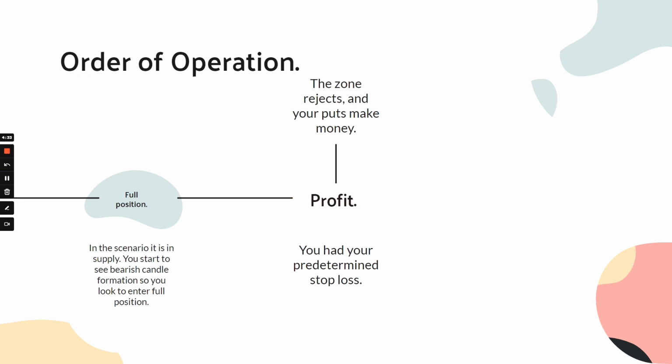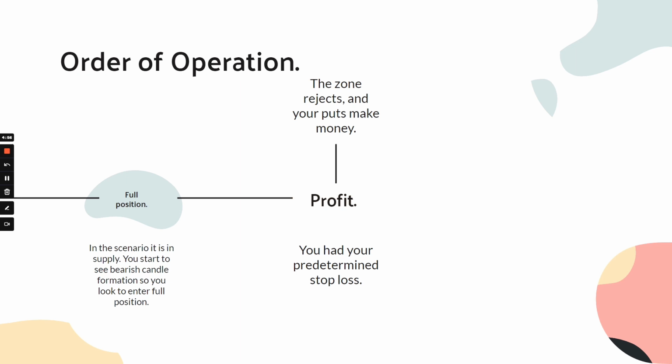Once I know that there is bearish price action picking up, the last order of operation is profiting or taking a loss. And the only way you take a loss is the predetermined stop loss. Before you enter a trade, you always have to have a stop loss and a take profit level. You always have to have a plan.